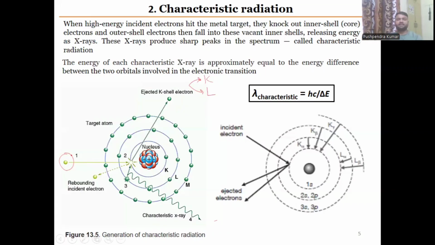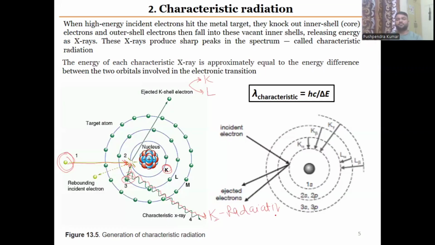If this incident electron knocks out the electron of the first energy level, that is, the K shell, and the electrons of higher energy come into this vacancy generated in the K shell, then the radiation released during this transition is known as the K radiation.